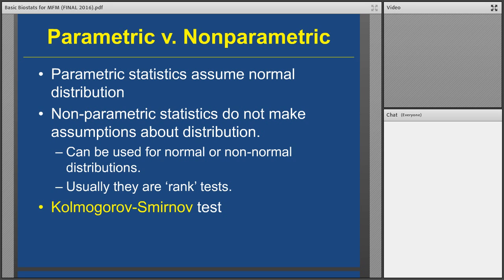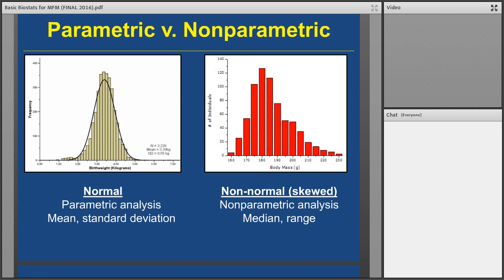And again, the test for looking at whether you should have parametric versus non-parametric analysis would be the KS test or Kolmogorov-Smirnov test. And that's a really important test to know about. It shouldn't be underestimated in its utility before we start inferential statistics.